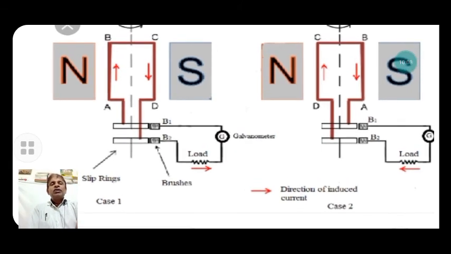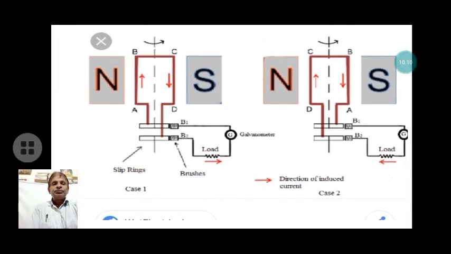Look here. When the coil is rotated in the clockwise direction, arm CD moves up and arm AB moves down, and due to the movement of the coil in the magnetic field, the induced current is produced in the coil from B1 to AB, BC, CD, and the current comes at B2. Now the direction of current is from B2 to B1 in the first half rotation.